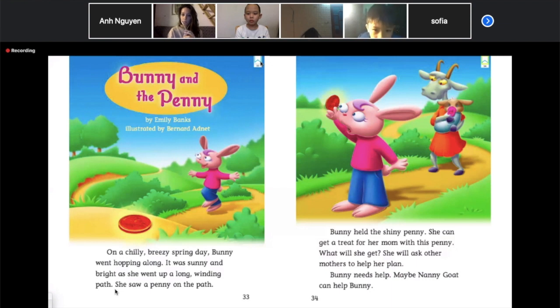Bunny had a shiny penny. She can get a treat for her mom with this penny. What will she get? She will ask other mothers to help her plan. Penny needs help. Maybe Nanny Goat can help Penny. Good job. All right, Aisha, you ready for the next page?